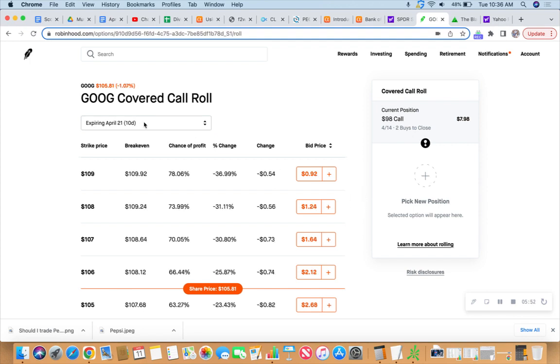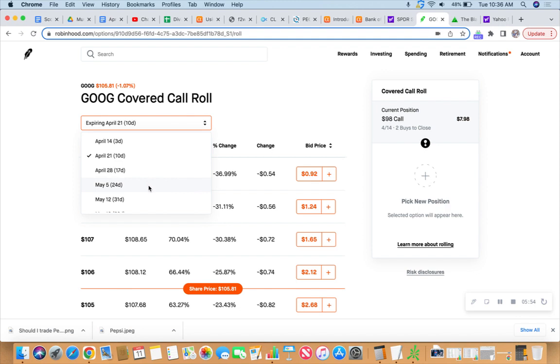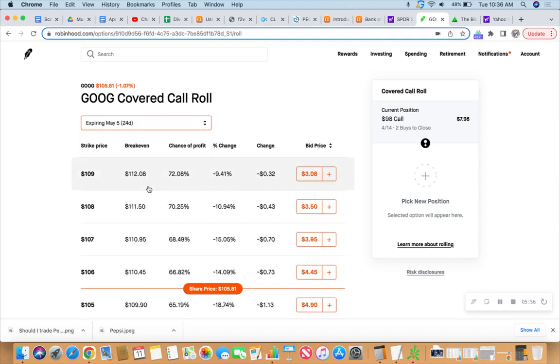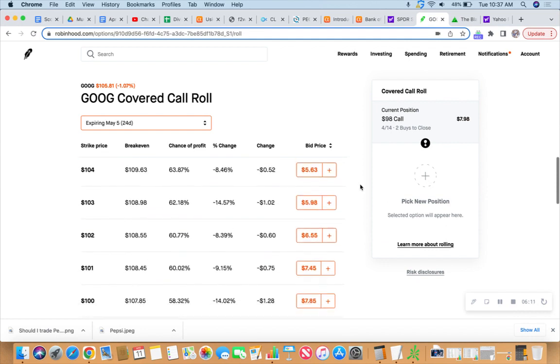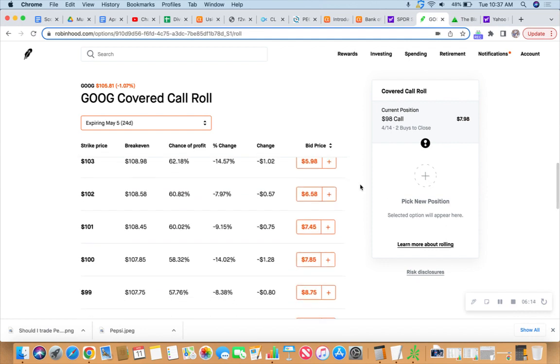I wanted to look out to May 5th, which is just over 3 weeks away, just 3 weeks from the current expiration on this contract, which is April 14th. So that's only an additional 3 weeks. If we do math based on that, it's 21 days. What do we have to do to clear and cash?